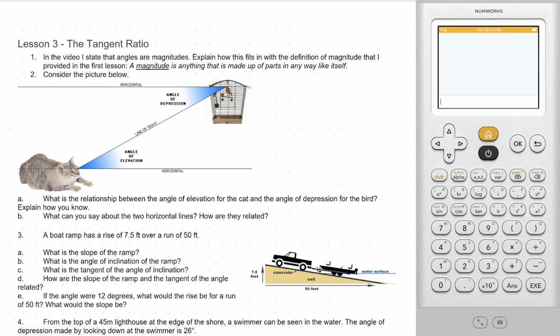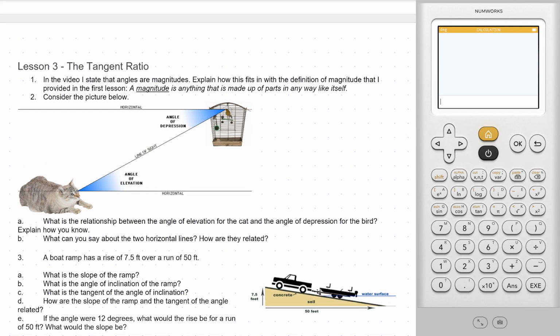What's up, mathematicians? In this video, I will be giving some solutions and hints to problems about the tangent ratio. Let's go ahead and get started here. And so let's look here at problem number 1.